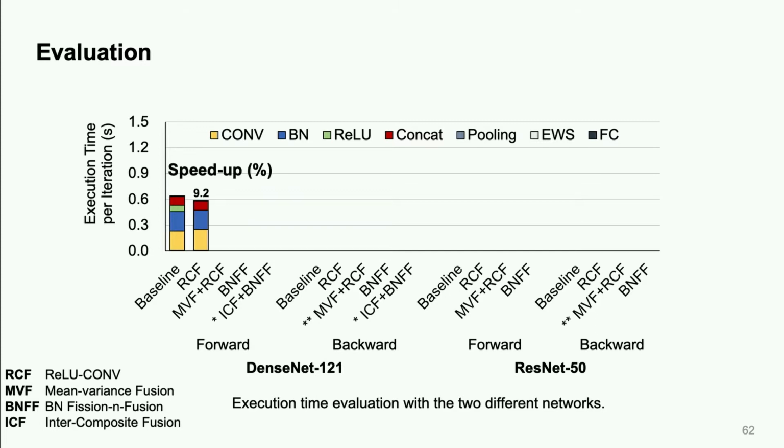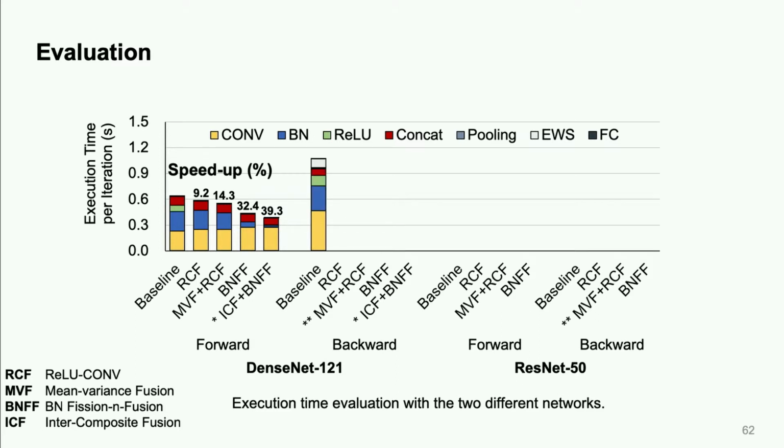And this ReLU portion is gone, giving a speedup of around 9% with RCF, ReLU convolution fusion. We see that the convolution portion, the yellow bar, increased a little. This is because the ReLU function was merged into the convolution. However, the advantage from the fusion dominates, so we can get some speedup. On top of that, mean variance fusion brings more speedups in BN. And after that, BNFF brings around 30% speedup in total, although the convolution portion increased a little, for the same reason as I mentioned. And this could be further pushed with the inter-composite fusion ICF, which is estimated.